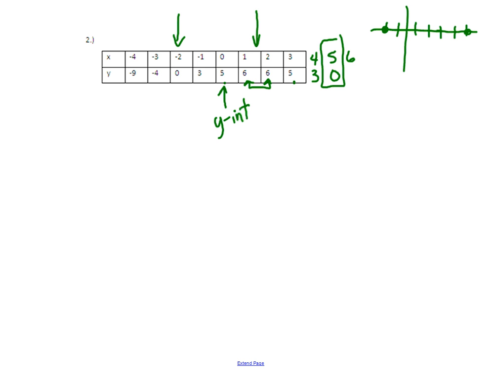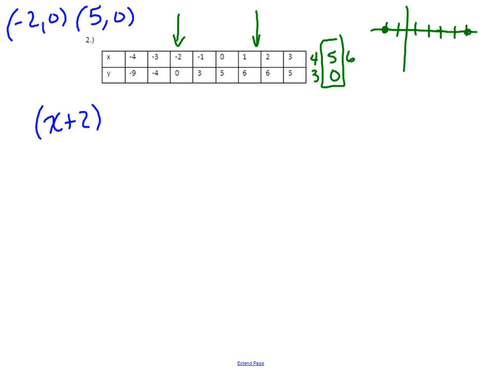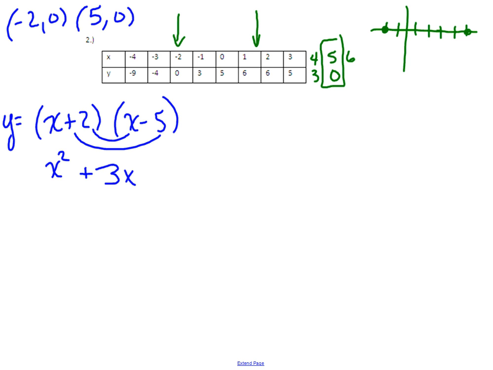So there's my x-intercept. So then I'm going to take that and write, using the negative 2, 0, and our 5, 0, I'm going to write x plus 2, the opposites, and the x minus 5 to come up with our equation. Multiply that out. X times x is x squared. Smiley face, we have a 2x and a negative 5x. So plus negative 3x. And then minus 10. We're good. We got the intercepts.